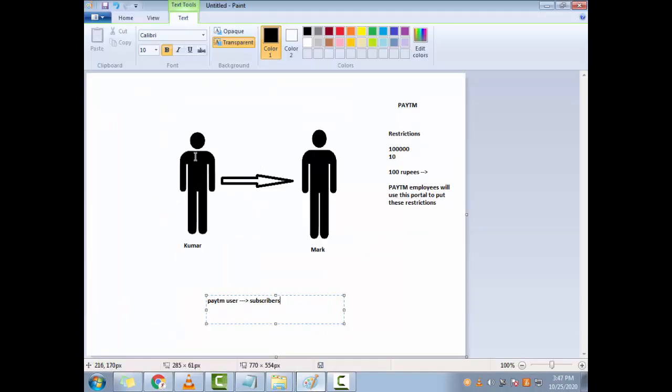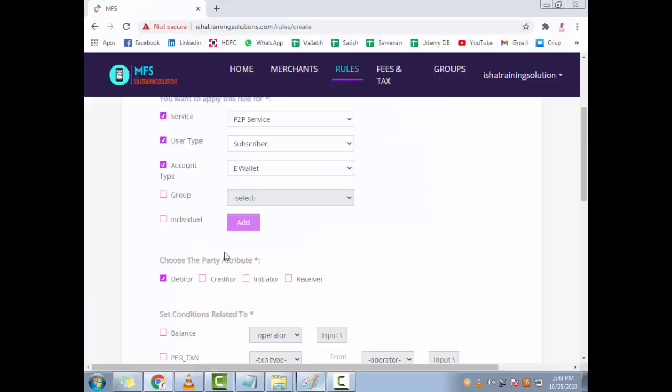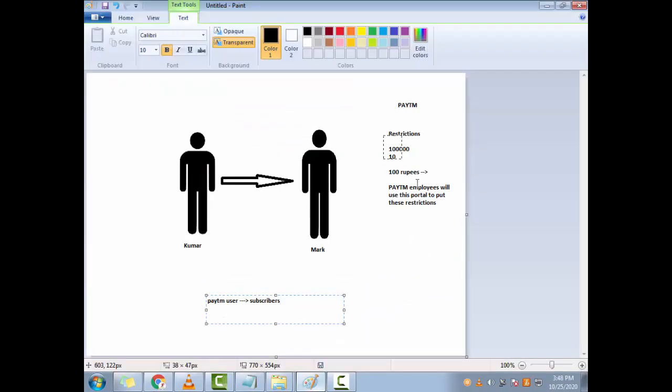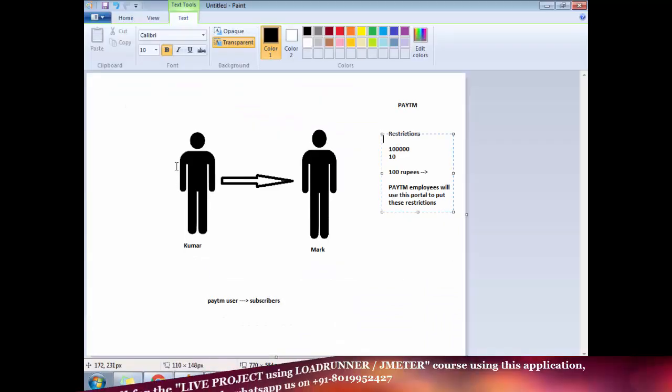For now, let's say Kumar is transferring the money to Mark. So Kumar is a debitor, and whatever restrictions we are planning to put, it is only on Kumar. So we are selecting debitor. Now what are those restrictions we have to apply on Kumar?